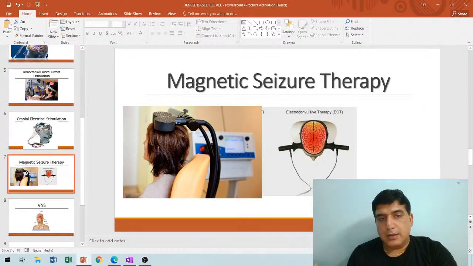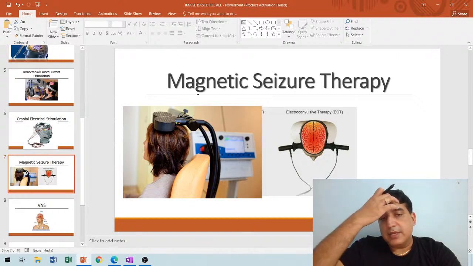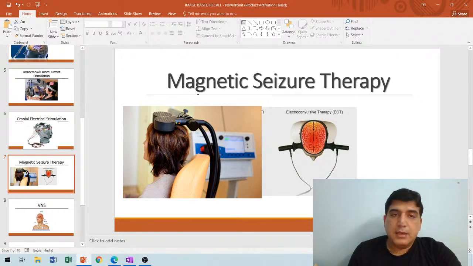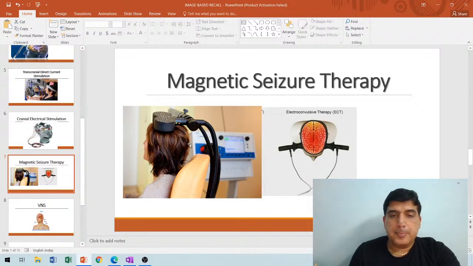In MST we keep the apparatus on the head to localize the area and create a seizure. In RTMS, repetitive transcranial magnetic stimulation, we keep a distance between the head and the apparatus from where we create a magnetic field, and we don't create a seizure. This is a major point you can remember, guys.